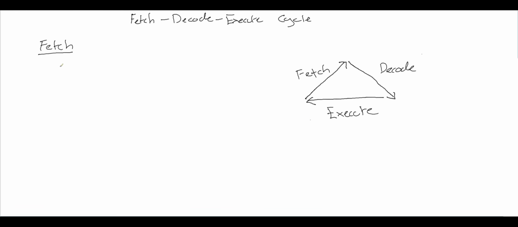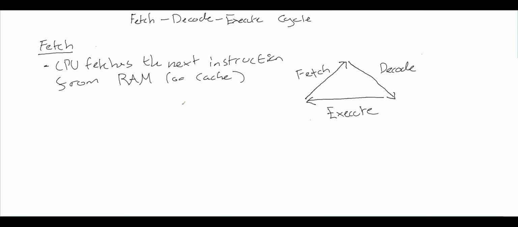So the fetch part of the cycle is where the CPU fetches the next instruction from main memory, so from RAM. Or it might also fetch an instruction from cache.